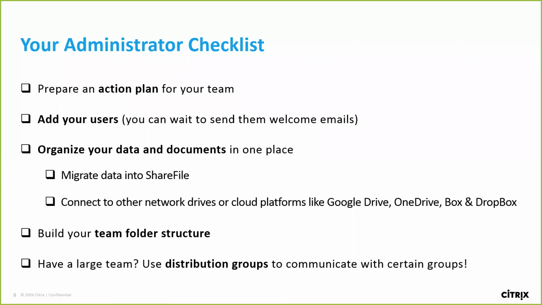But when we think about your administrator checklist and getting set up in the very beginning to build the ideal collaboration platform, we think of 5 big things. Number 1 is preparing an action plan for your team. And this doesn't have to be a massive document. It's just an idea of how you plan to roll this out to your team and communicating that to them. Let them know you've purchased ShareFile. Let them know you're going to change the way that you share and exchange and store and collaborate on content. Give them a heads up that it's coming. You don't have to invite them just yet, but go ahead and put together a plan and communicate that to your team.